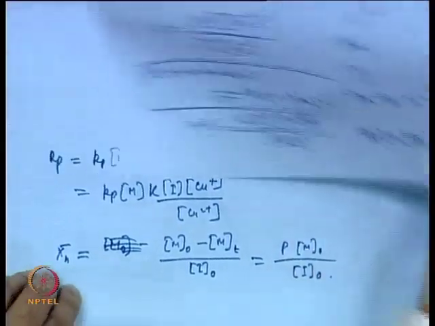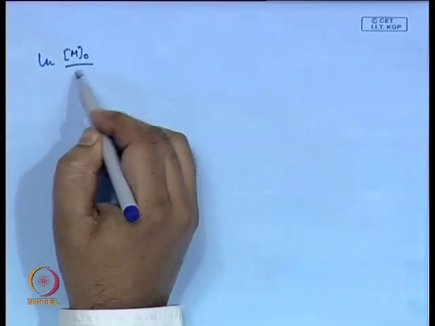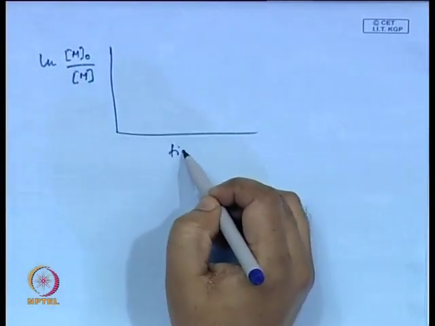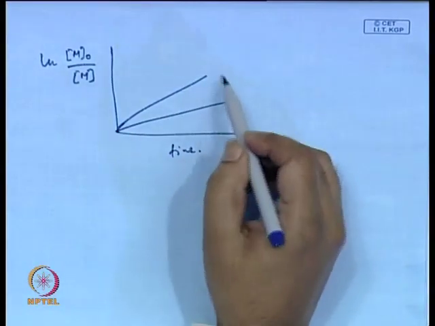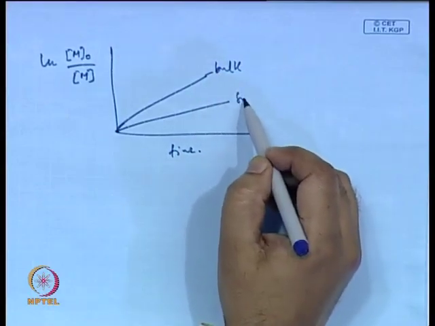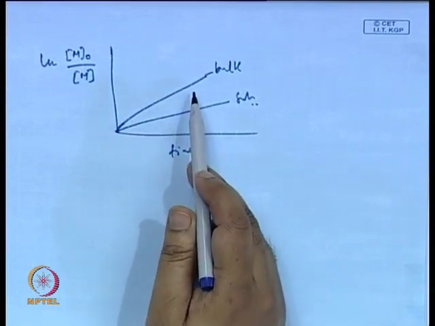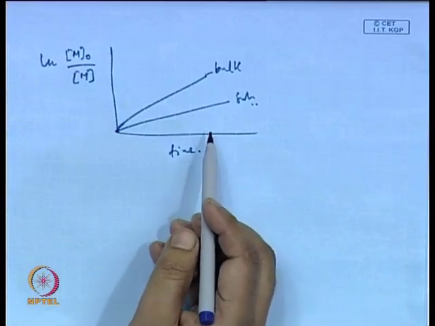Okay. Now, if you plot this with time, say this is an experimental plot, you get this for bulk, and if it is solution you get a slower rate. Because this is a straight line, which means that this is a first order reaction.